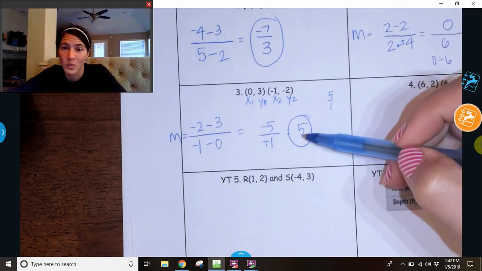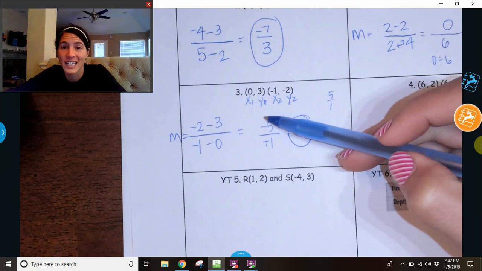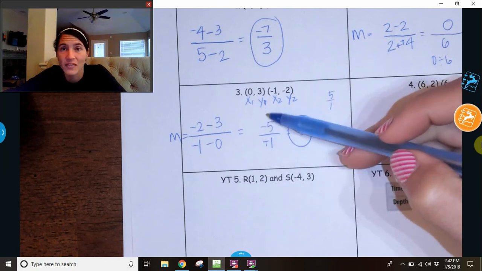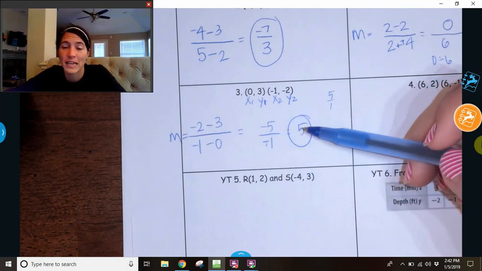Now, if you were doing rise over run, that would be 5 over 1, but we're not going to write 5 over 1. We're just going to write the slope as 5. And again, if you have a negative on the top and a negative on the bottom, then a negative divided by a negative is going to be a positive.